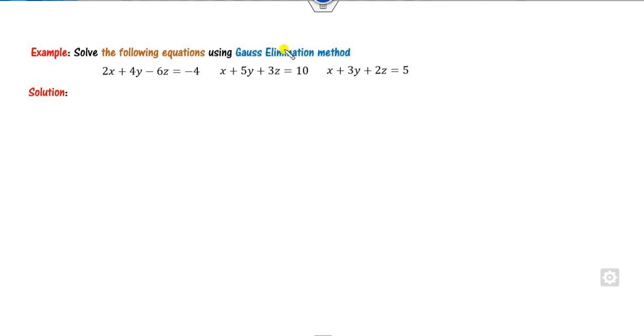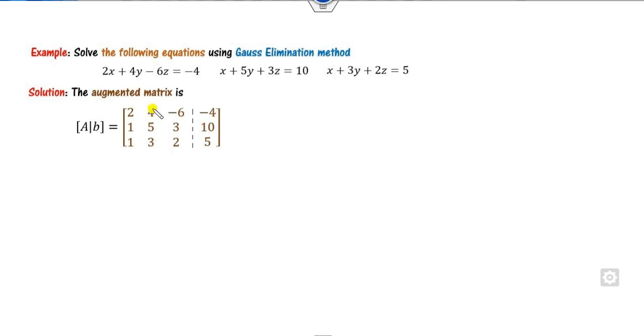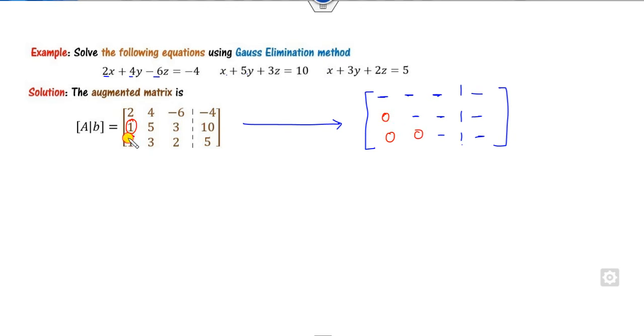A very simple example for you. Solve the system of equations by using the Gauss elimination method. Firstly, you have to write the augmented matrix. The first row is 2, 4, minus 6 and the right side is minus 4, then 1, 5, 3 and so on. Then what is your target? Your target, below the diagonal entries, is to make this value 0, this value 0, and this value 0. So how can you make them? That is very simple. I will tell you several shortcut tricks also.